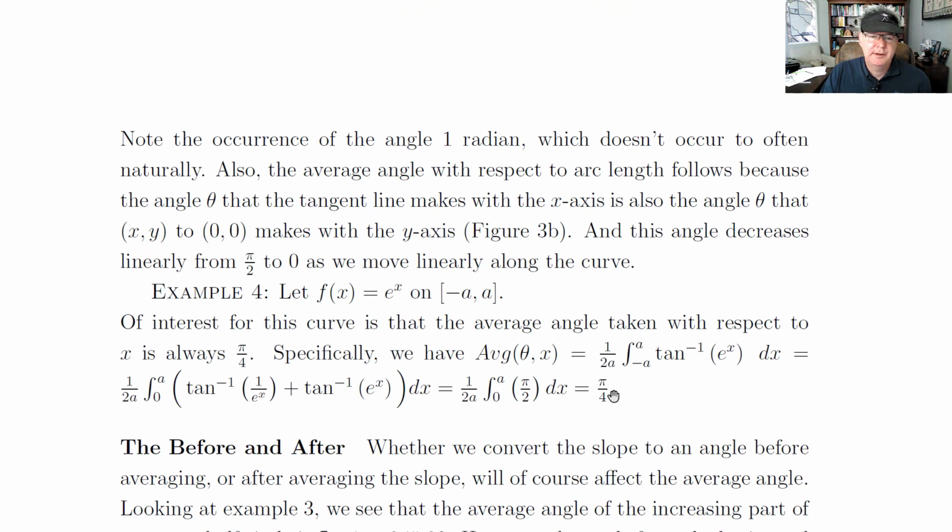One other interesting example, if I take e to the x on negative a to a, then the average angle taken with respect to x would be this average, and it ends up being pi over 4. So that was kind of interesting. So the average angle, if you take points equally spaced along the x-axis of e to the x, symmetric with respect to the y-axis, the average angle is pi over 4.